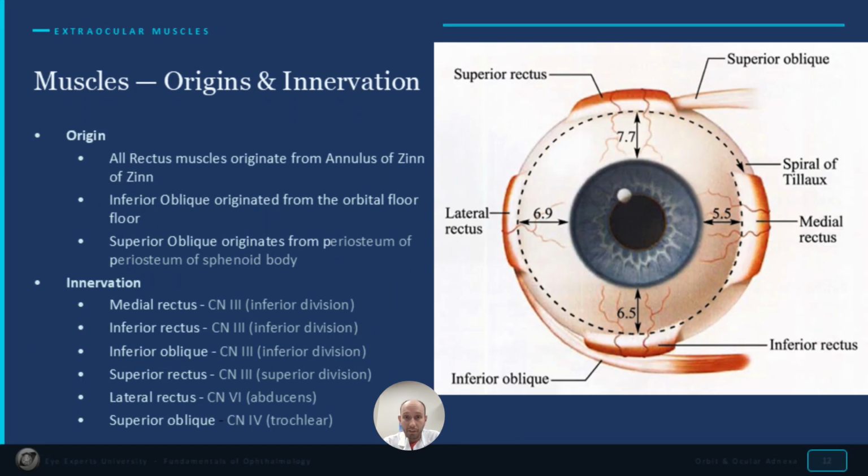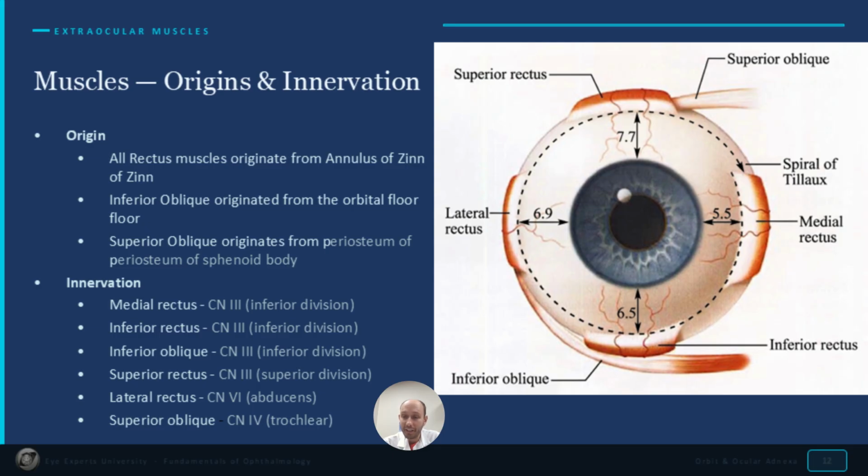Now, let's talk about the muscles' origins. Where do they come from? So, easy. All the rectus muscles originate from the annulus of Zinn. The inferior oblique, though, originates from the orbital floor, and the superior oblique originates from the periosteum of the sphenoid body.